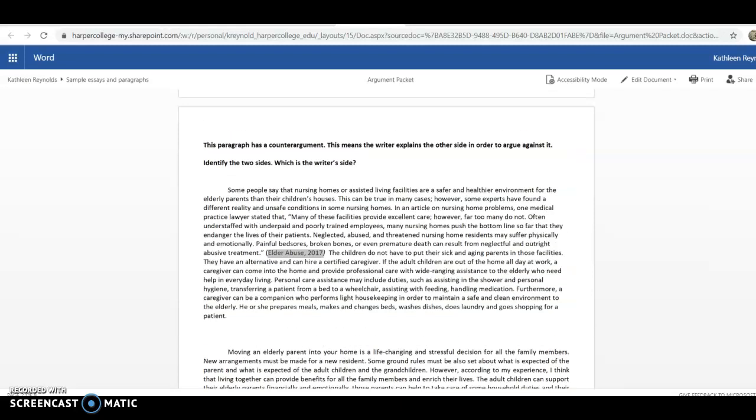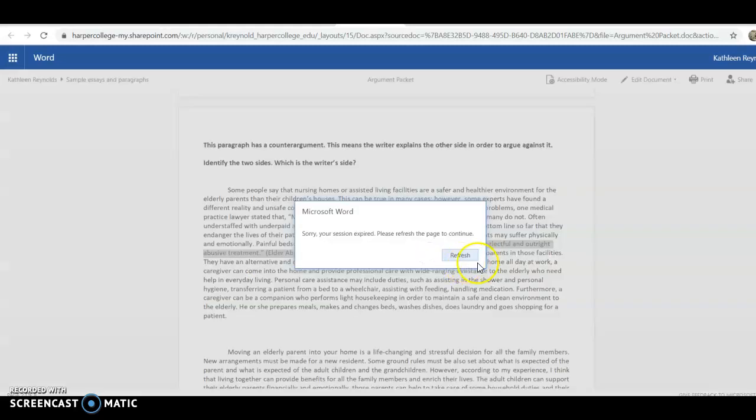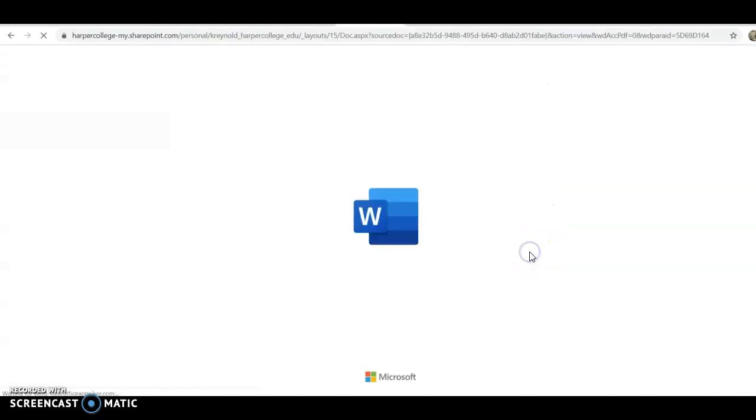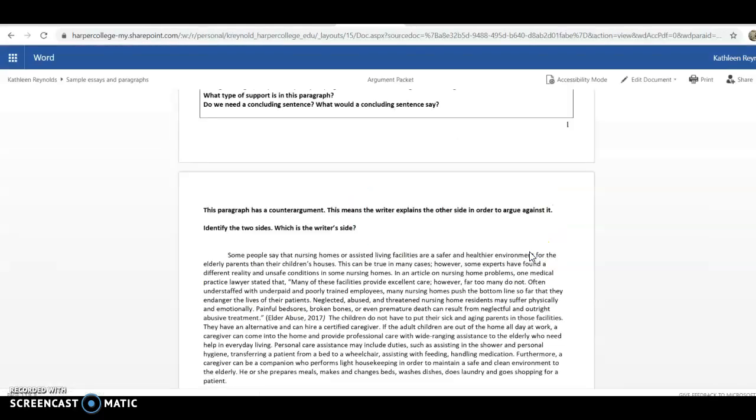So that is awesome. In this example, the following sentence says, "The children do not have to put their sick and aging parents in those facilities." So when they say "those facilities," that refers back to the idea of the nursing homes. So that is a good connection between those two points.